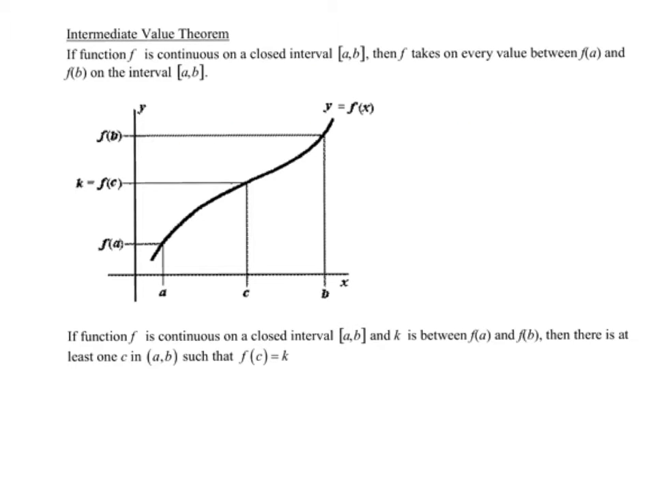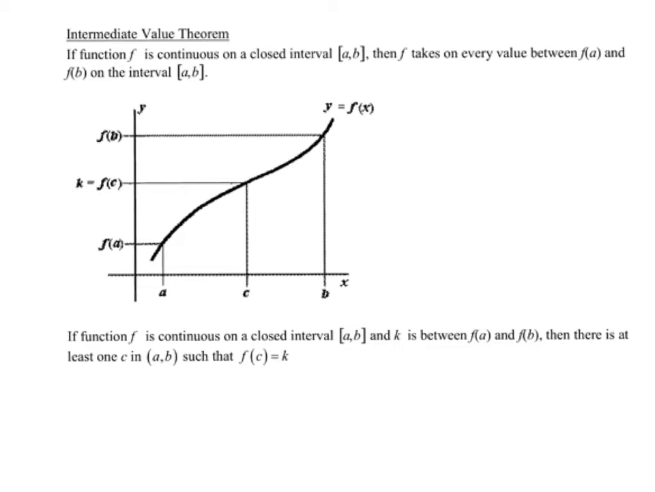If function f is continuous on a closed interval [a, b], so that's crucial first of all. It has to be a continuous function. Then f takes on every value between f of a and f of b on the interval a to b. If function f is continuous on a closed interval [a, b] and k is between f of a and f of b, then there is at least one c in [a, b] such that f of c is equal to k.